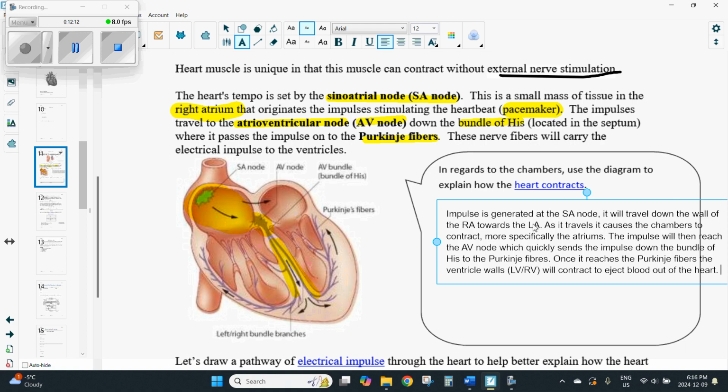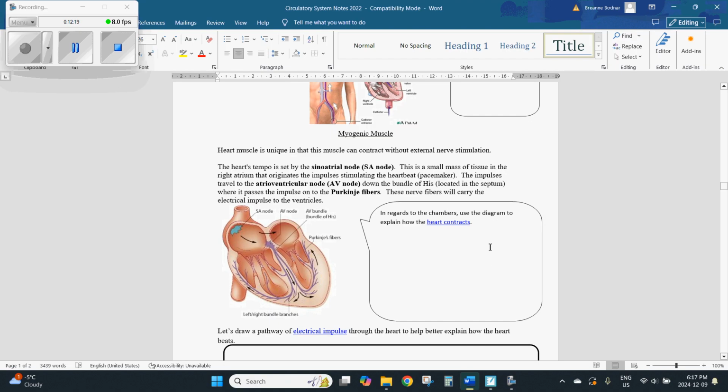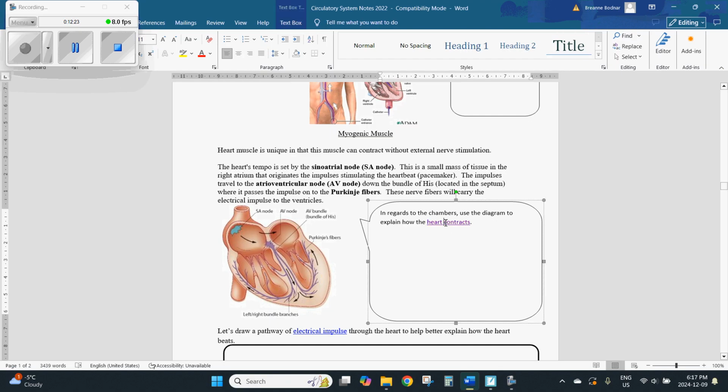So I am going to show you this video about how the heart contracts because it really helps seeing a visual rather than me trying to point to things and explain things.